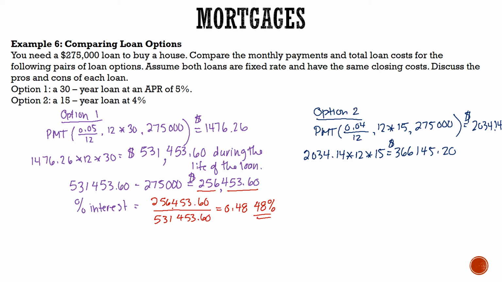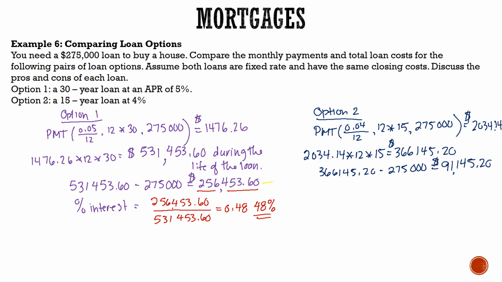So the total amount of interest we're paying will be the difference between the total we pay out and how much the loan was. So that's the $366,145.20, the amount that we paid altogether towards the cost of the house, minus the 275, which was the actual value of the house and the loan amount we originally took out. And that's going to make it $91,145.20 in interest. So again, we can compare those two numbers that we had.